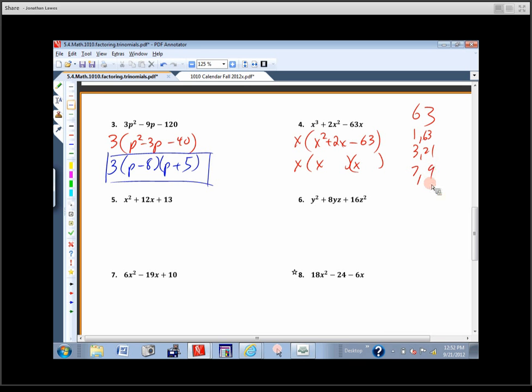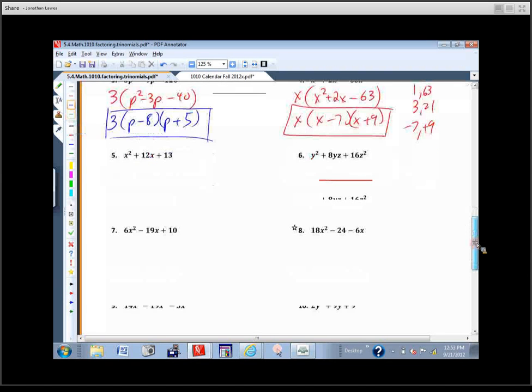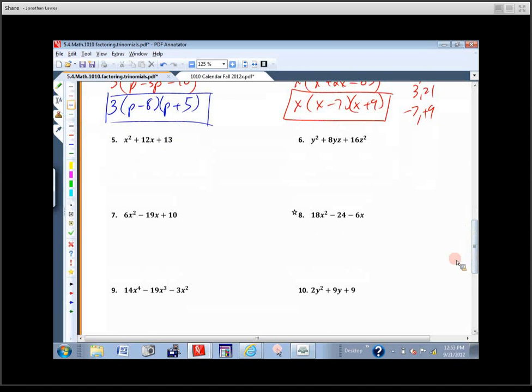7 and 9, they need to multiply to be a negative and combine to be a positive. Smaller one needs to be negative, so we're going to have a negative 7 and a positive 9. We'd circle that. Okay, are there any questions? One question. Yeah. So does it matter if you switch to x minus 7 and x plus 9? Nope, doesn't. Again, commutative property there. Okay, good. We'll look at the next one.